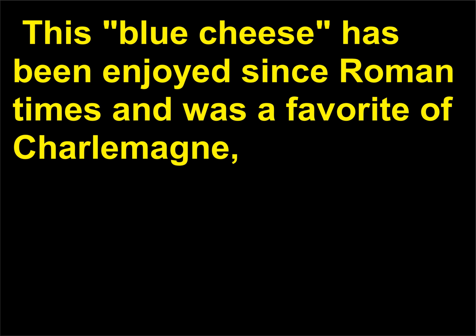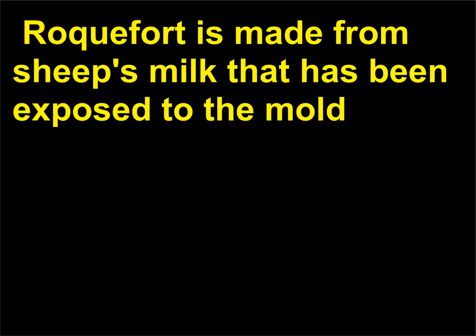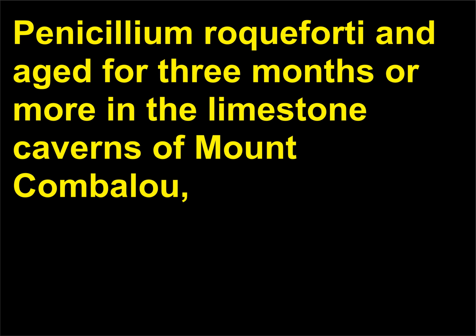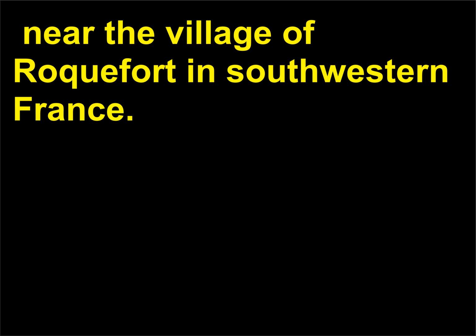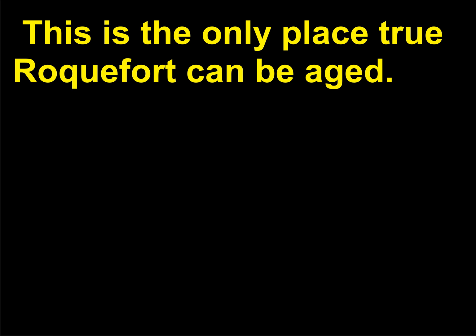This blue cheese has been enjoyed since Roman times and was a favorite of Charlemagne, king of the Franks and emperor of the Holy Roman Empire, 742 to 814. Roquefort is made from sheep's milk that has been exposed to the mold Penicillium roqueforti and aged for 3 months or more in the limestone caverns of Mount Combalou, near the village of Roquefort in southwestern France. This is the only place true Roquefort can be aged.